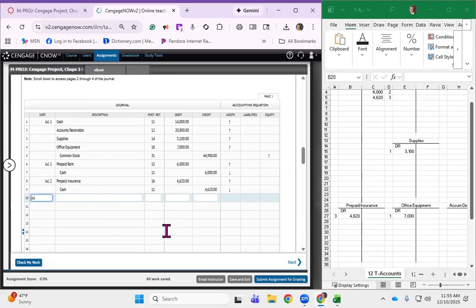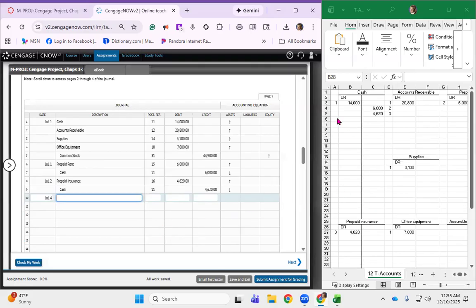Okay, another July date, number 4. This time, we're receiving cash from clients as an advance payment for services to be provided and recorded as unearned fees, $5,000. So what's coming in? Cash. Okay, so now let me go to cash. And on this side, we'll put number 4, since it's the 4th transaction, $5,000.